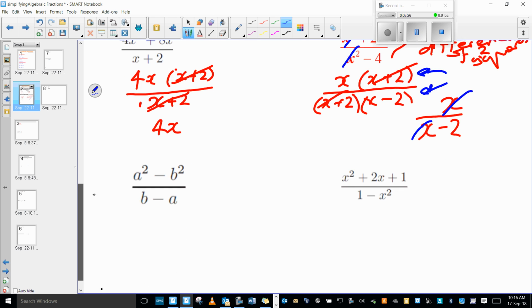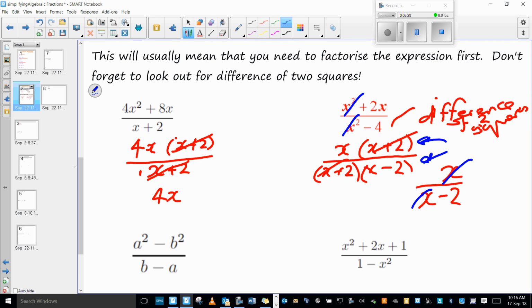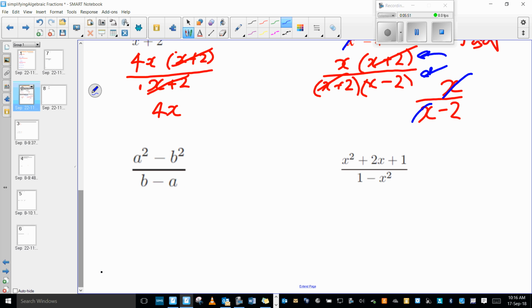Oh, and it also helps because some of you would have been quite happy factorising this one, and then you get to this and go, well, I can't do anything with it. But the fact that they've asked you to simplify it tells you you must be able to. So that's where you want to delve deep and say, oh, right, maybe it's one of those special ones that I've forgotten about. A squared minus b squared.